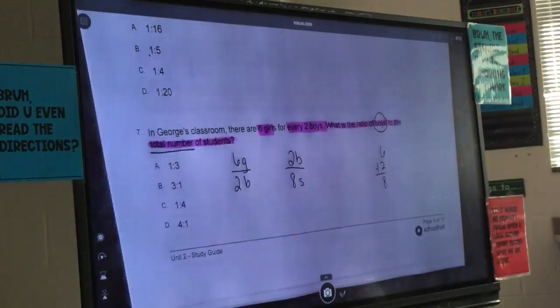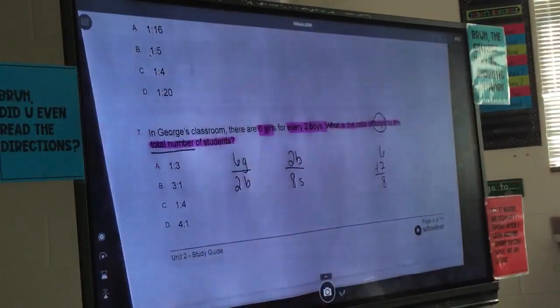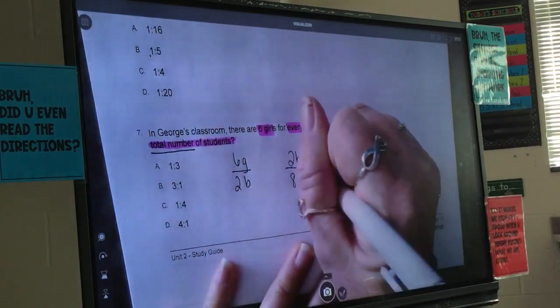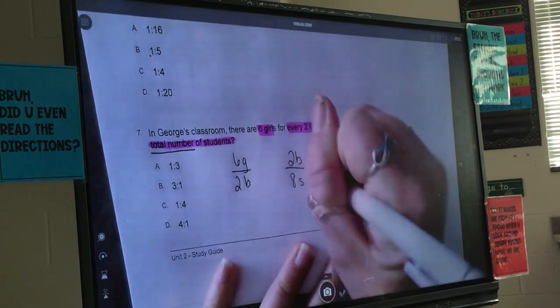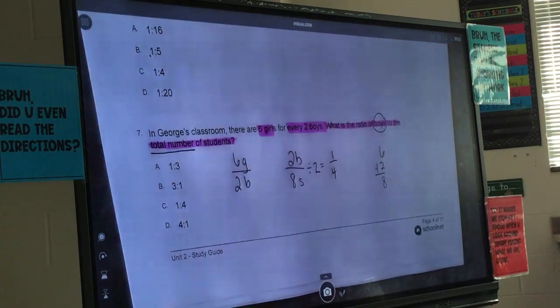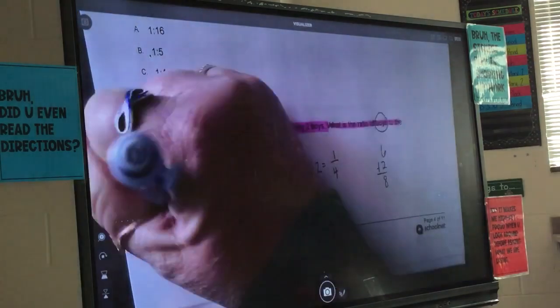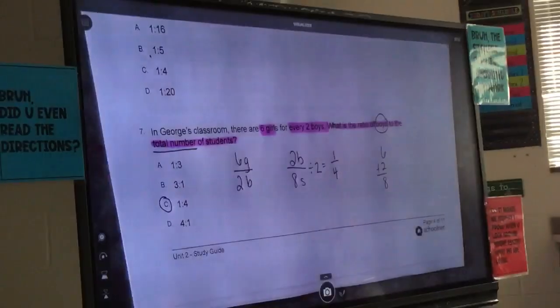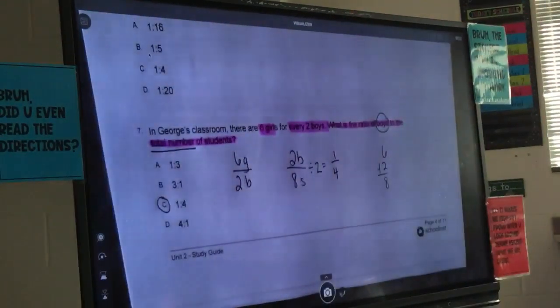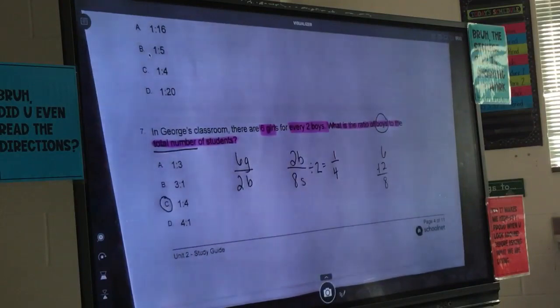Now, looking at our answer choices, do you see 2 to 8? No. So what do we have to do with 2 to 8? Simplify. Simplify by 2. Okay. Which gives me 1 to 4. So do you see 1 to 4 up there? Okay. So that is your answer. Again, understanding order matters, as well as understanding that total number means you have to add all of them.